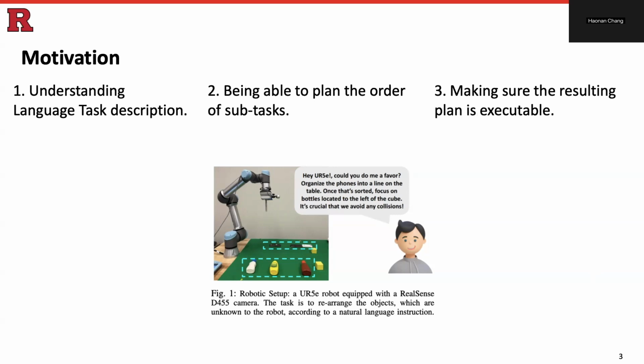Basically, this is the ability for planning, which is essential for the problem we are dealing with here, the tabletop rearrangement problem. Third one, making sure the resulting plan is executable. Here it is like we need to avoid any collisions.